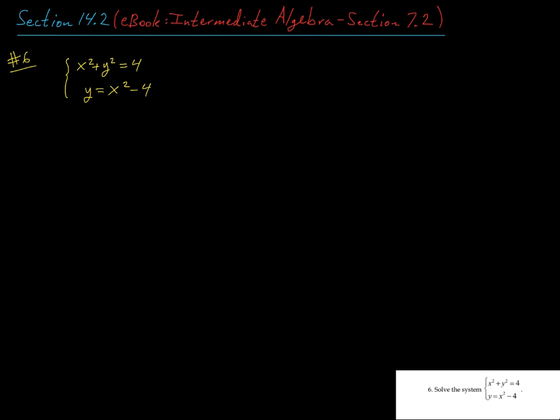All right, next up is question 6. It says solve the system. Okay, so it's pretty familiar now at this point. For the first equation, x squared plus y squared is 4. That's the same circle equation that we saw in the last problem.